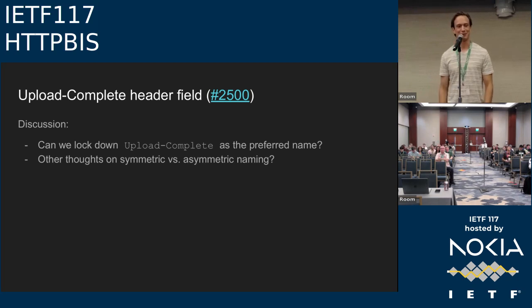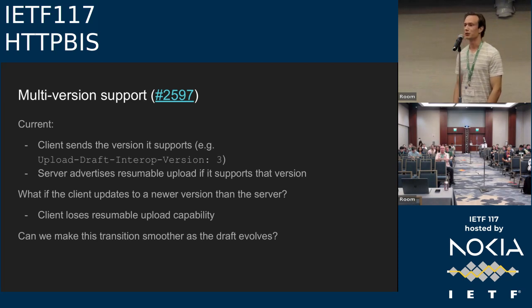Awesome. Next slide, please. Our next issue is on multi-version support. Currently, the draft details how a client sends the draft version it supports. If the server supports that version, then it advertises resumable uploads. However, as the draft evolves, a client might update to the newest draft sooner, and a server it was previously talking to for resumable uploads that has not yet updated, the client loses the capability to perform a resumable upload. And so can we make this transition easier?